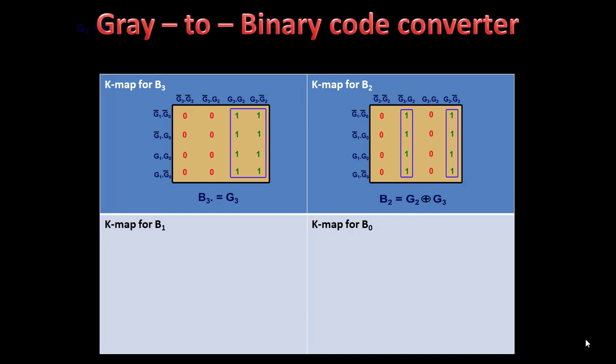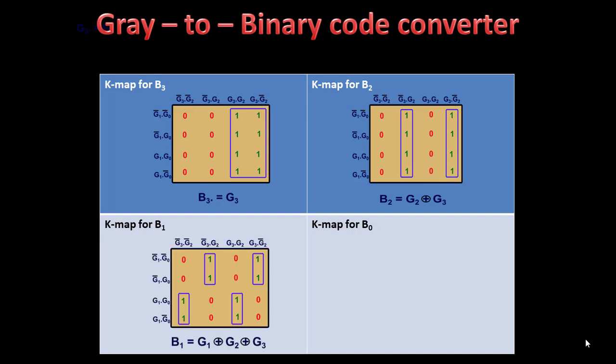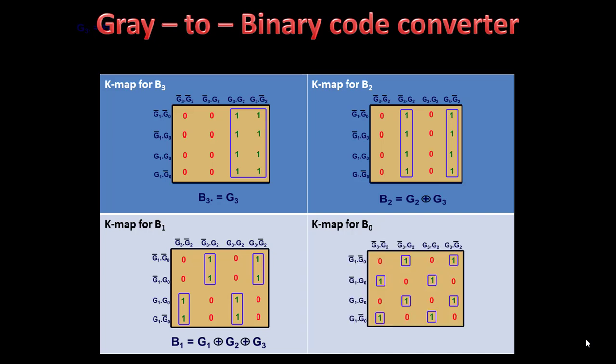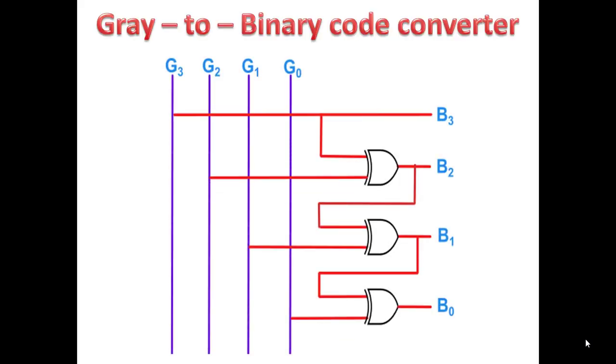You can see that. Then for B1 we have this. When we solve, of course we are getting 4 pairs, but when we solve we get this as G1 XOR G2 XOR G3. And for B0 we have this, when we solve, G0 XOR G1 XOR G2 XOR G3. And this is the final logic diagram we have.